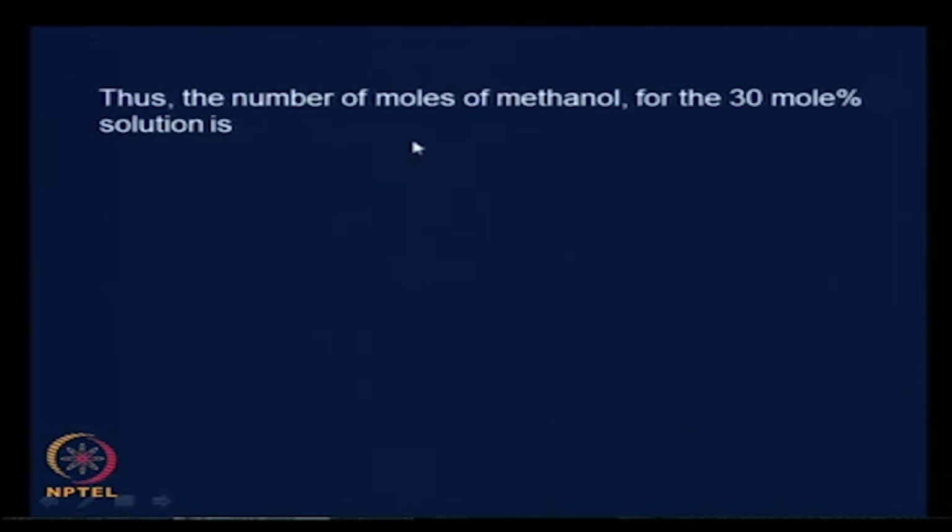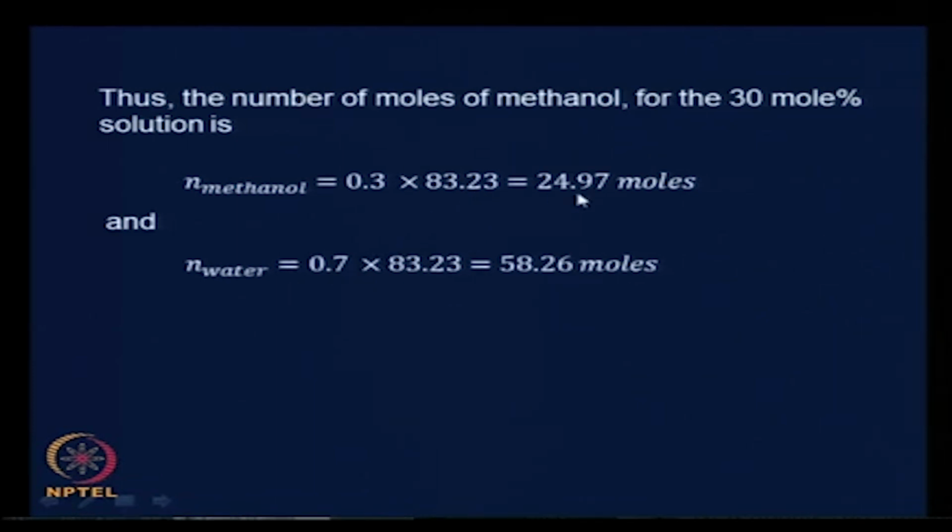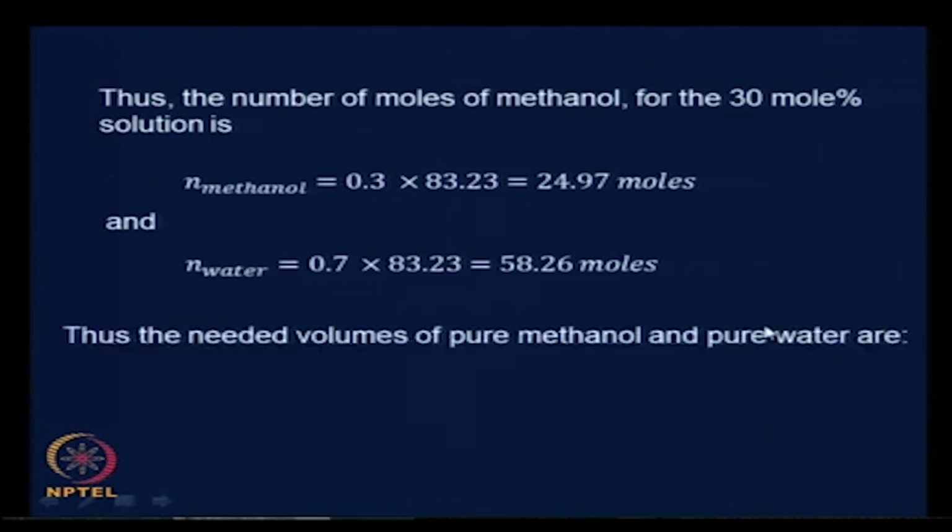Therefore, the number of moles of methanol for this solution, it is a 30% solution, is nothing but 30% of 83.23, or in other words 0.3 times 83.23, which turns out to be 24.97 moles. And the number of moles of water is automatically 83.23 minus 24.97, or 70%, 0.7 times 83.23, that is 58.26 moles.